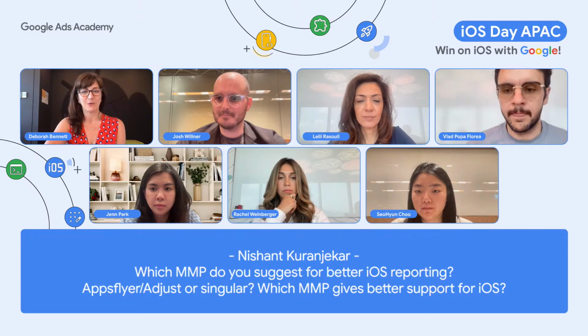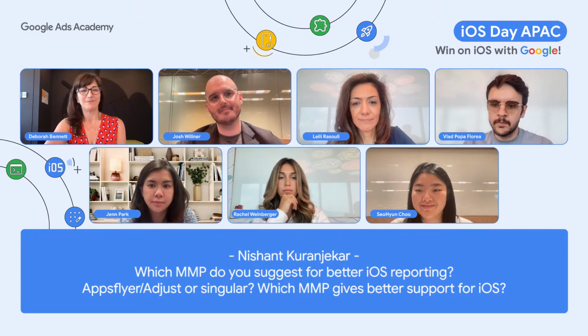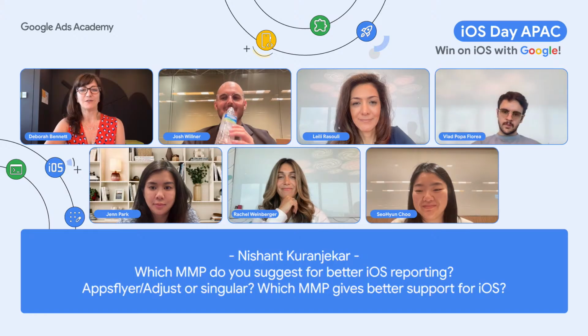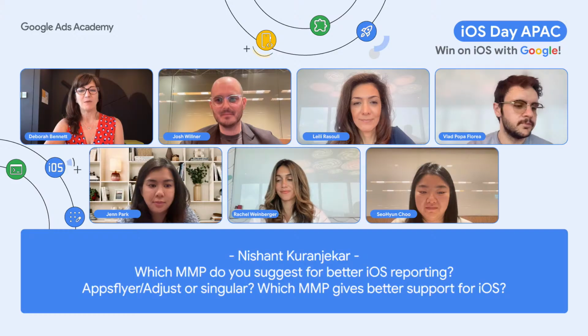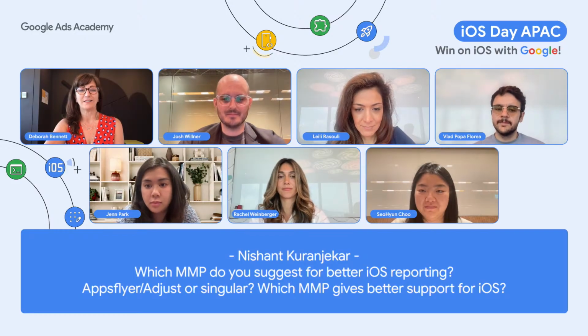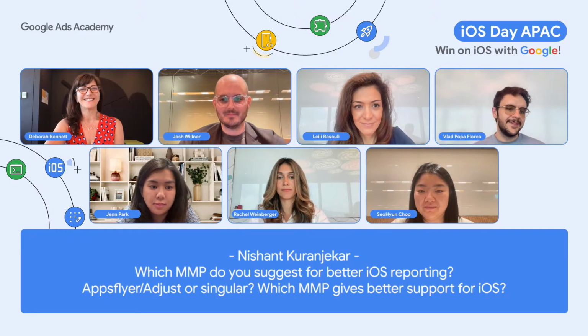Great. This is an interesting one, spicy. Which MMP do you suggest for better iOS reporting? AppsFlyer, Adjust, or Singular? Which MMP gives better support for iOS? Vlad, would you like to take this one? Yeah, happy to take that.